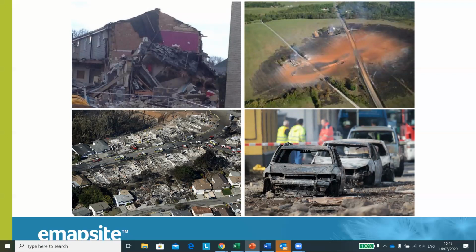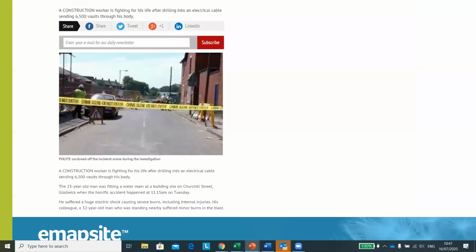But it's not just limited to gas. Damage to electricity cables can also have serious effects, as shown here. As you can see from the first example, this was a blast from damage to an electricity line, which left one worker fighting for his life and significant damage having been caused to the surrounding area. So big repercussions of having gone through that electricity line.